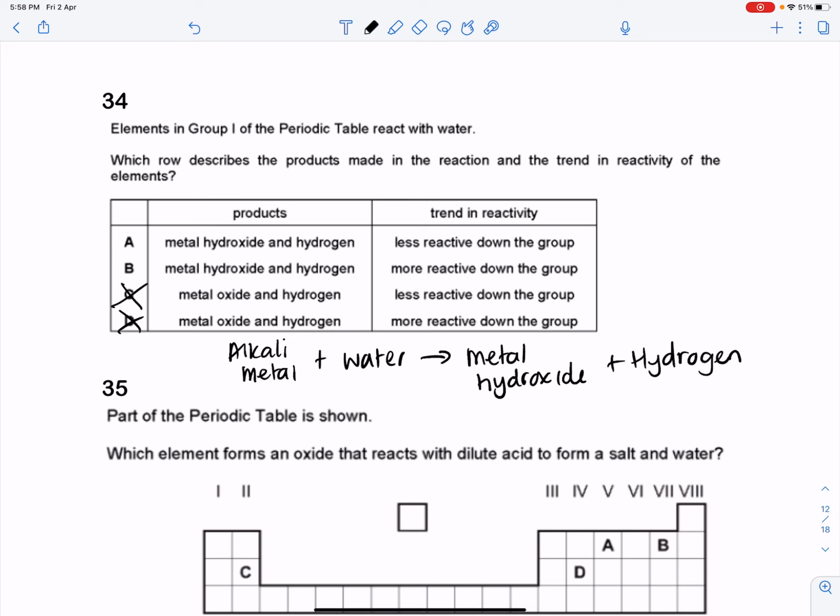And then do they get less reactive down the group or more reactive? Of course, they get more reactive. So the answer is B.